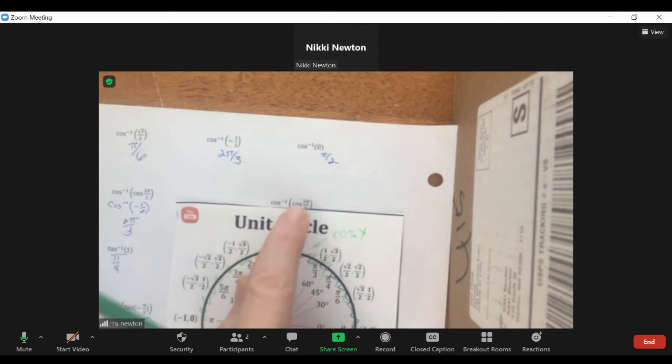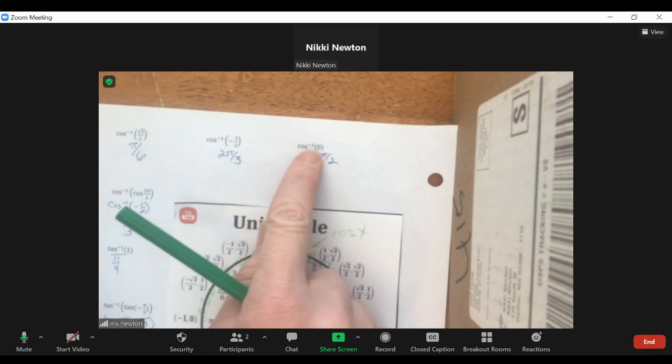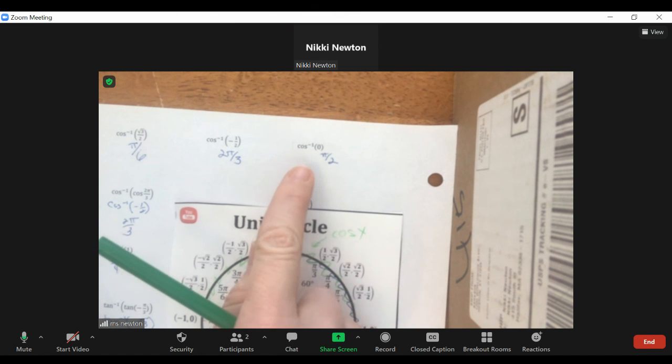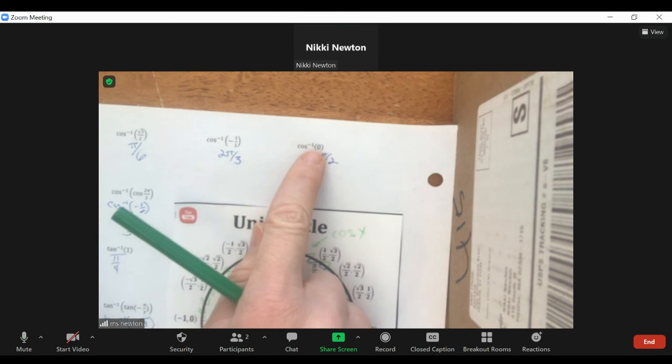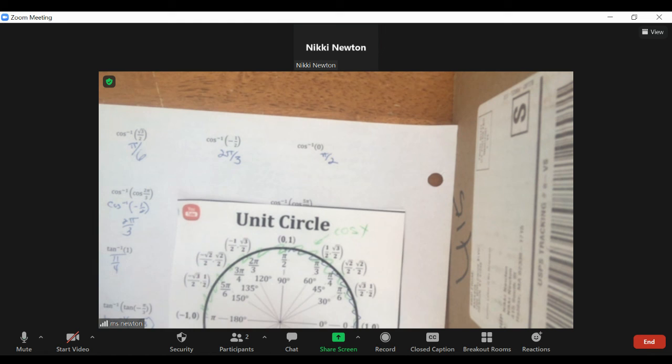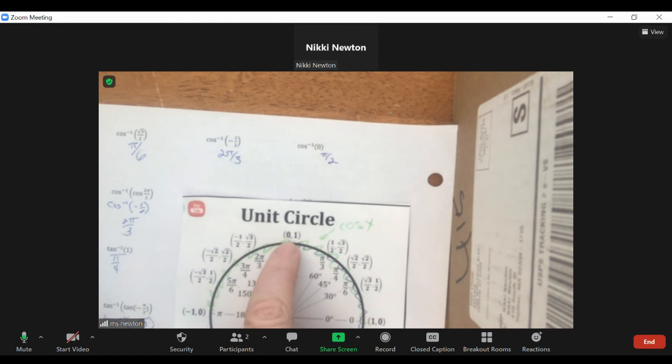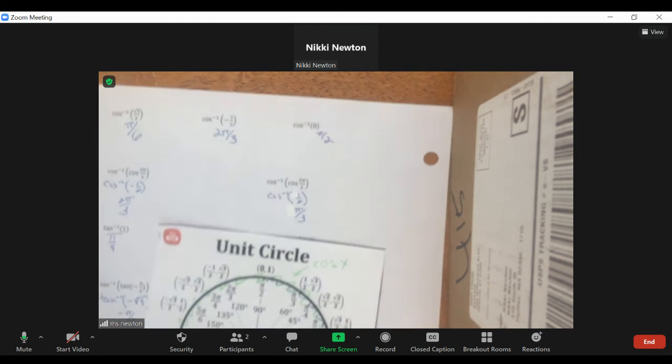And now I want to look for cosine inverse of 0. So what angle gives me a cosine equal to 0? So cosine's the x-coordinate, so that happens here. So that angle is pi over 2. Keep going.